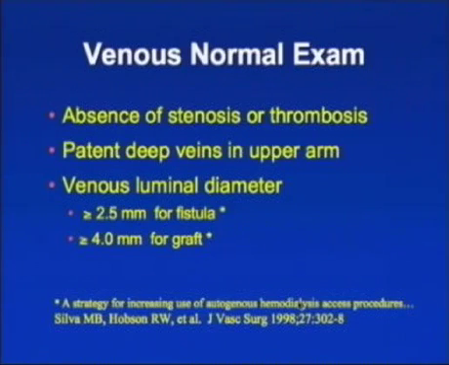Now, a normal vein exam: absence of stenosis or thrombosis. We have patent deep veins in the upper arms. We have 2.5 millimeter residual lumen for fistulas. And if there's a graft planned, the diameter of the veins, the cephalic or basilic veins, should be 4 millimeters or greater. Again, that's with a tourniquet applied.